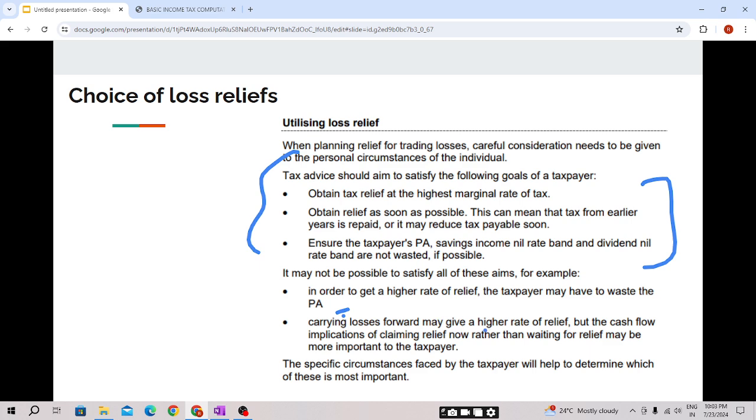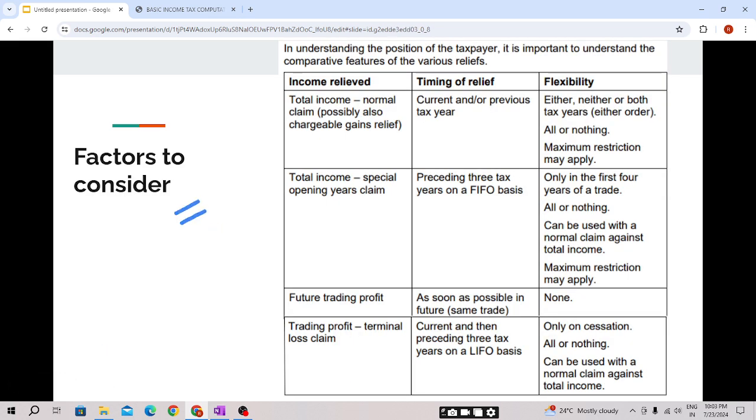Carry forward loss relief may give a higher rate of relief, but the cash flow implications of claiming relief now rather than waiting may be more important to the taxpayer. If we carry forward, then the cash flow and the time value need to be considered, but it is more important to claim the relief when we are paying a higher tax rate. The specific circumstances faced by the taxpayer will help to determine which of these is most important. So these are the factors which we need to consider.